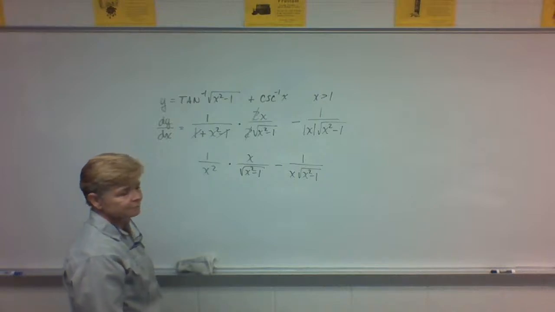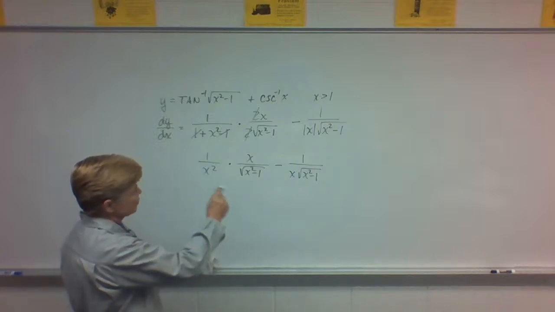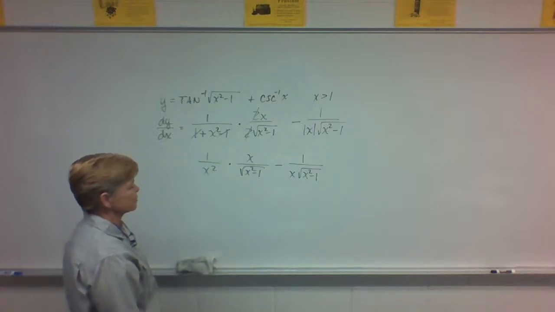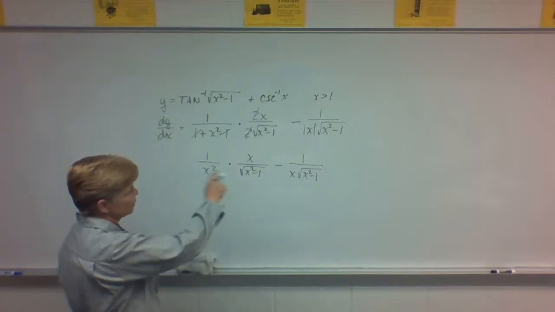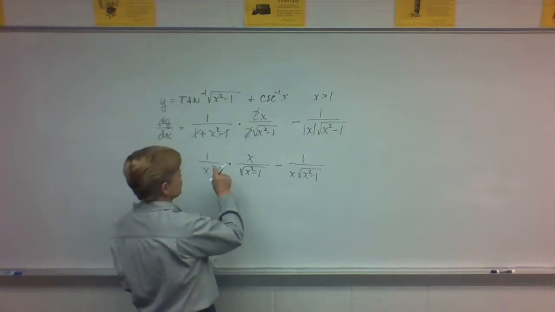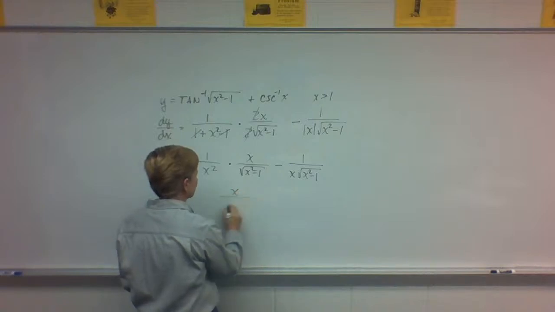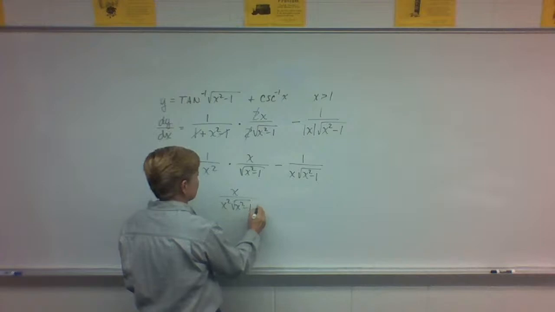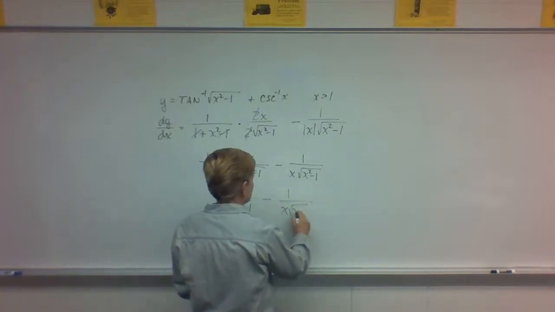I would accept this, I think, because each of the denominator pieces is pretty close. There are pieces of a common denominator. We could find a common denominator. Oh yeah, wait, I would not accept this. You're right, that's a plus sign, it's not a times. So it should be x over x squared root x squared minus 1, minus 1 over x root x squared minus 1.